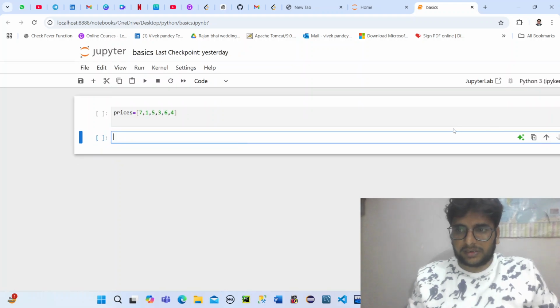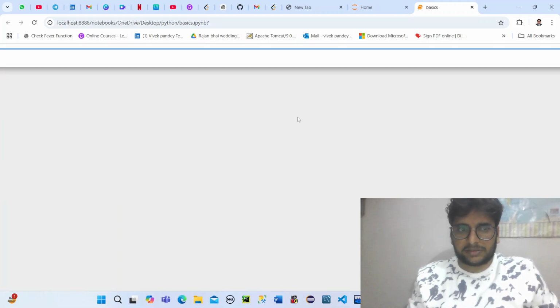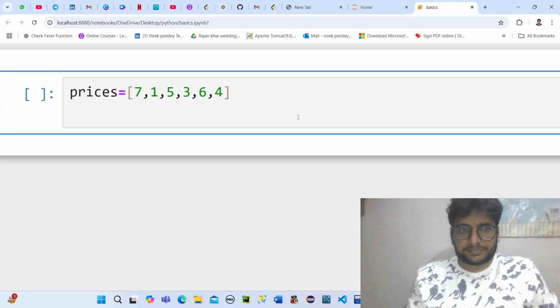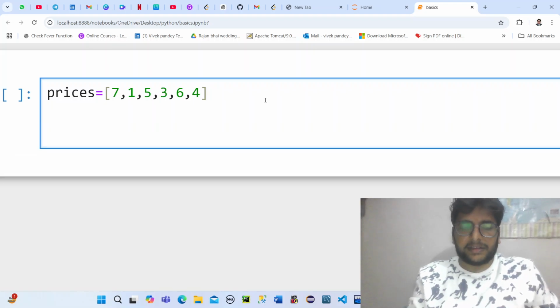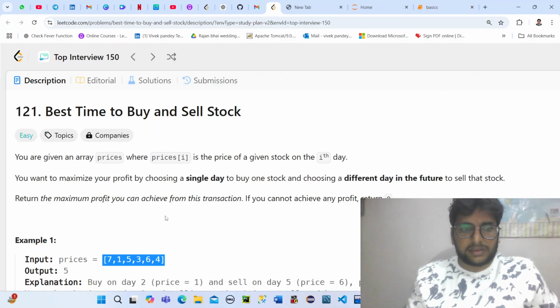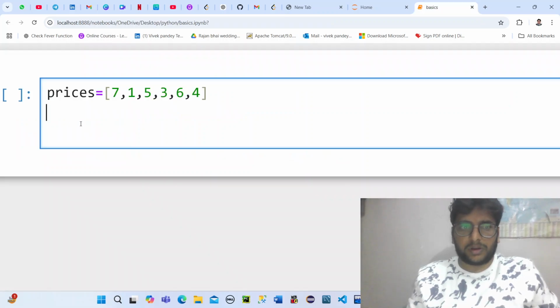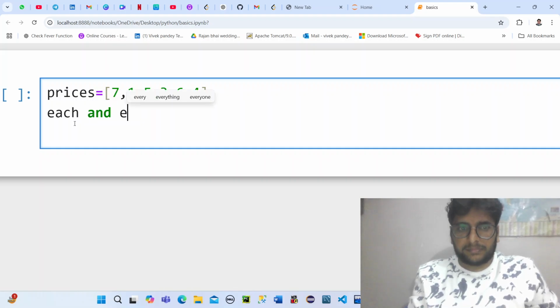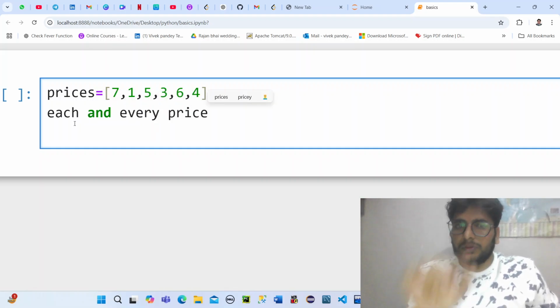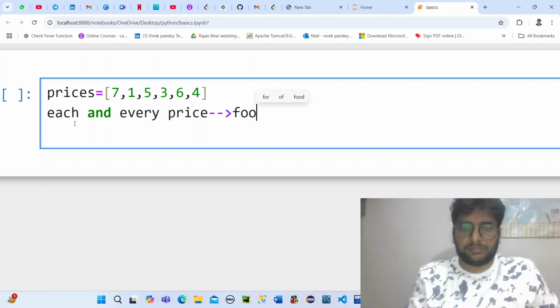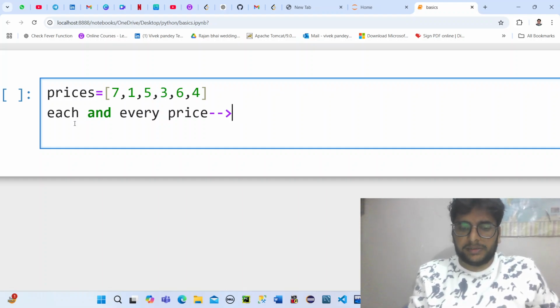I don't want this cell, so I'm just deleting this. Now let me explain this. What else is given in this question? Only this, and the output is 5. So let's see how we got the output as 5. Each and every element we need to check, each and every price. So we need to go through every price, which means we need to use a loop. Any loop, but mostly we use a for loop. So the loop concept comes into the picture.